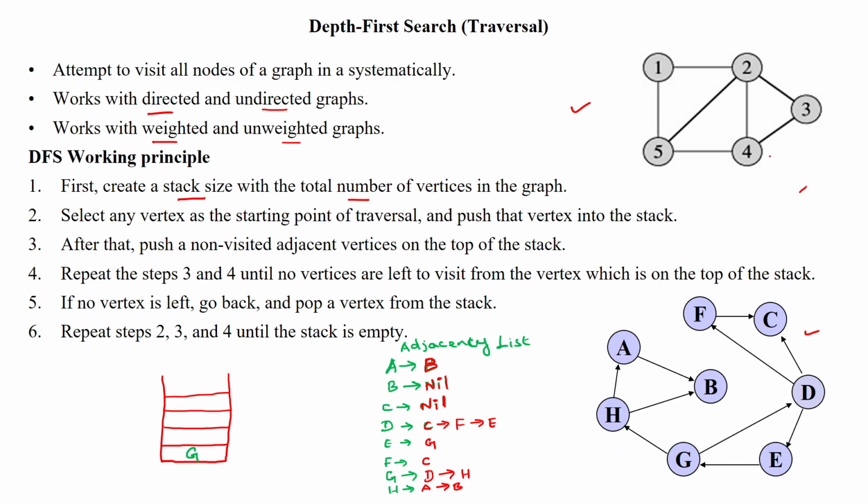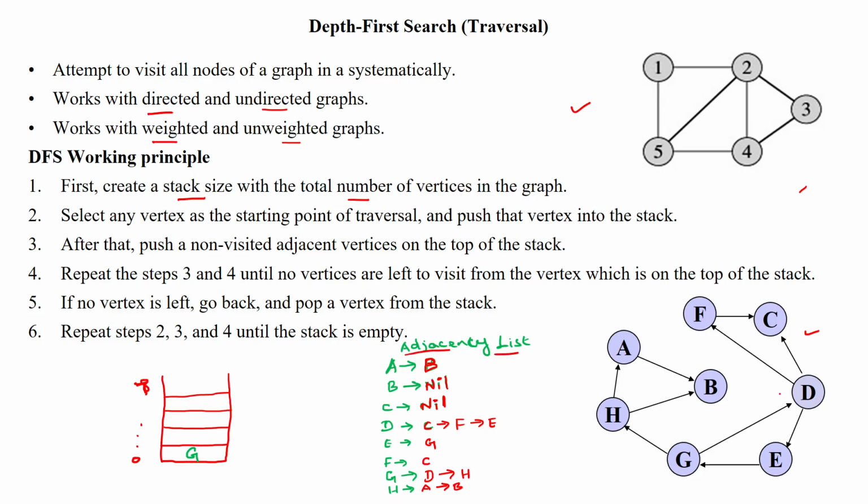For example, here we have eight vertices, so we will create the stack with locations 0 to 7, that is, 8 locations. Now we can select any vertex as a starting vertex. But before that we will create an adjacency list for each and every node in the given graph.